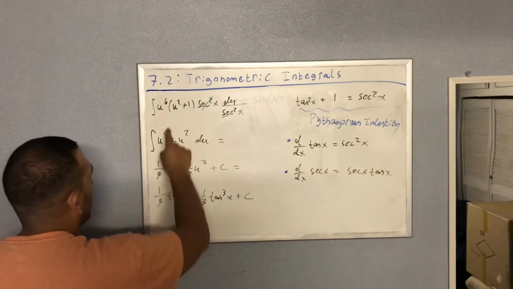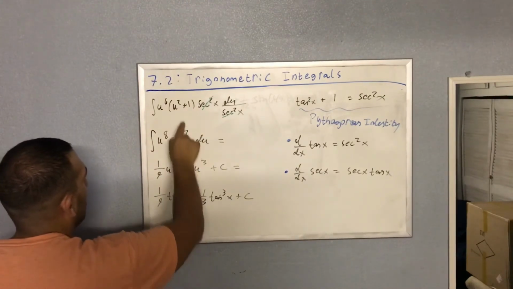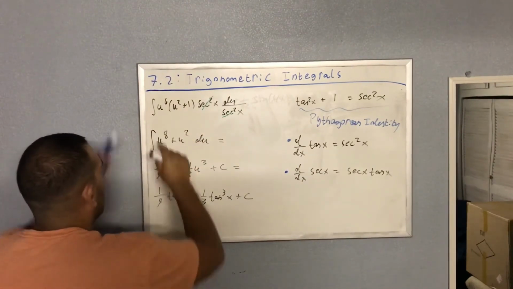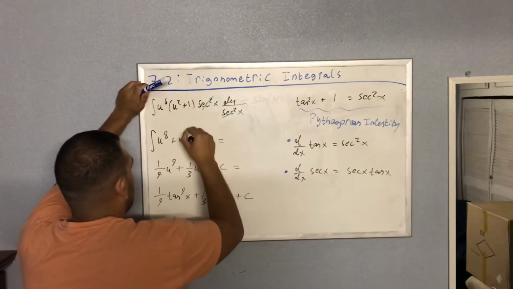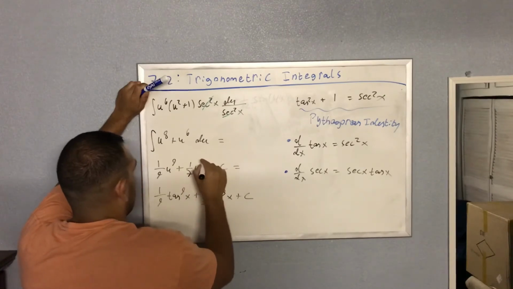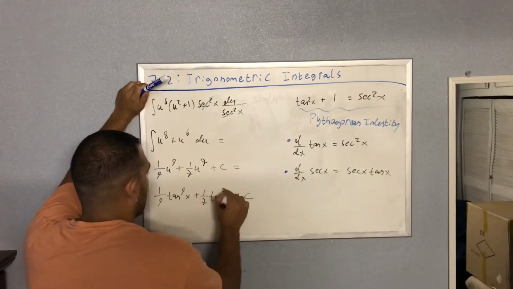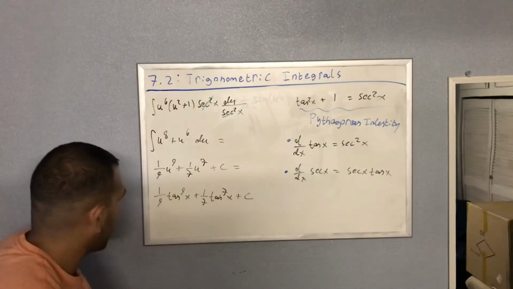Sorry, I don't know why I said u to the 6 times 1 is u squared. It's not. I think I might have read this power wrong. U to the 6 times 1 is u to the 6th. So I'm so sorry. This is 1/7 u to the 7th. So we get this. This is the final answer.